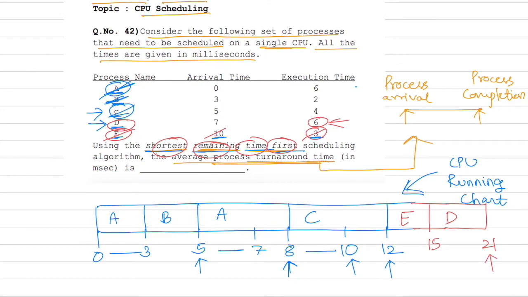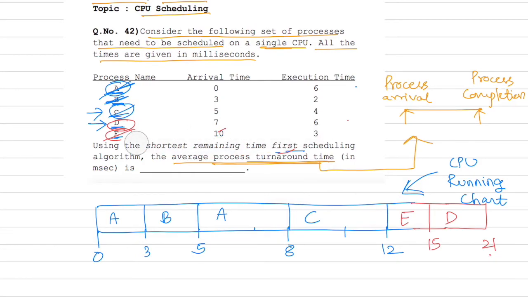Let me clear off the unnecessary numbers that we have written before. Now we have to find the average process turnaround time. These are our process arrival times. Now we want to note down the process completion times, so let's start noting them down.